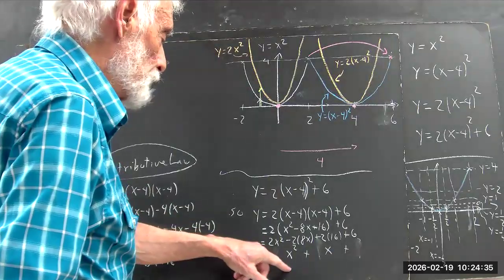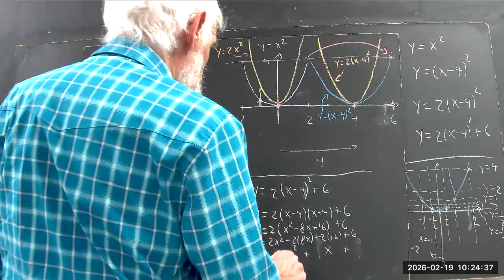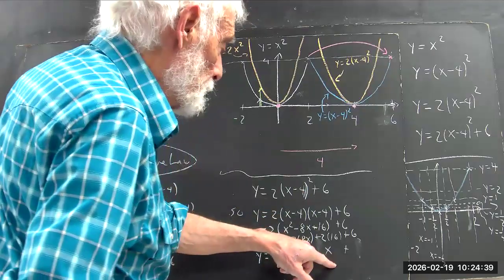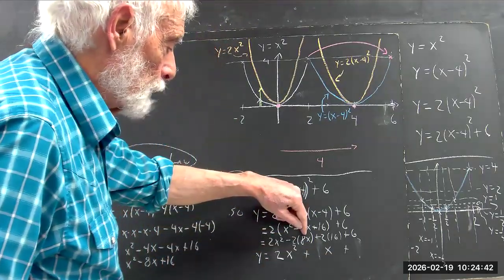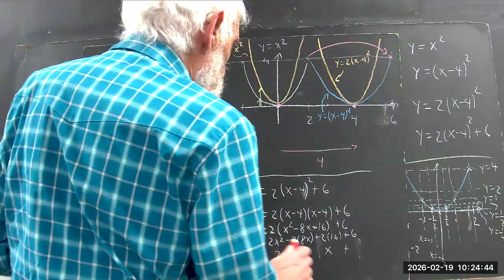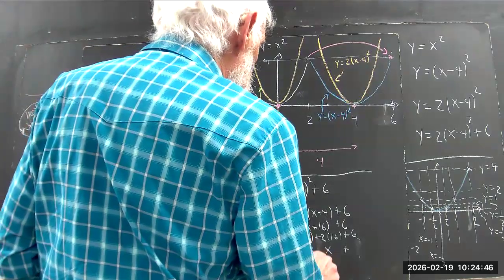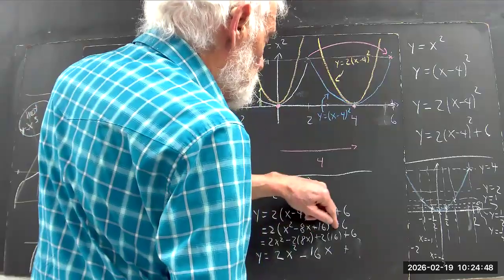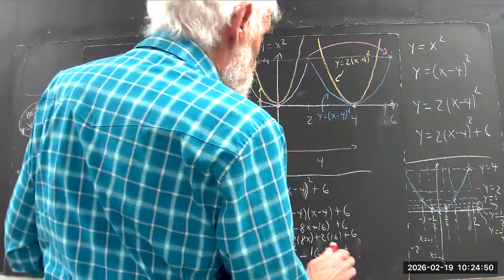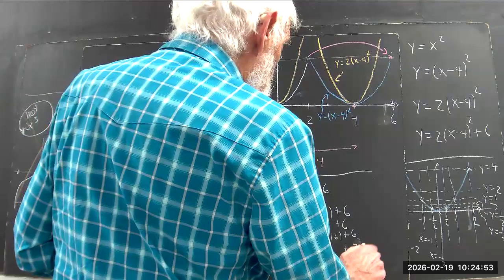Y equals what times x squared? Well, it's 2 times x squared. What times x? Well, we have negative 2 times 8x. That's going to be negative 16x. 2 times 16 is 32, and add 6, we get 38.